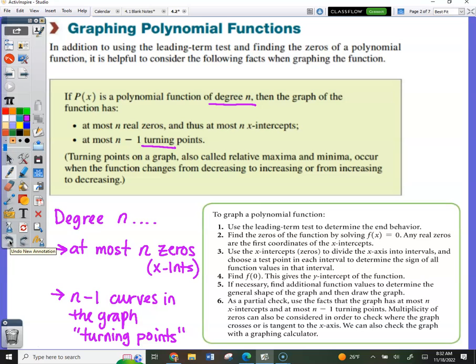So this is huge. From now on, if I tell you, here's a polynomial, find the zeros, and let's say it was a degree 4, and you wrote 5 answers, you should know something's wrong, right? Can't be more than that.